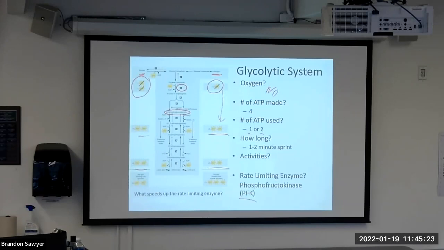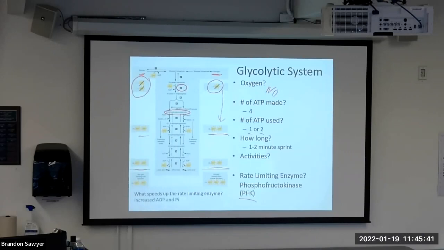And it's always interesting. So the idea of the rate limiting enzyme is kind of a weak link in the chain, right? I mean, it's the slowest step, the one that we definitely need to speed up if we want to speed up this system, right? And so then the question is, what stimulates this PFK to get going, right?